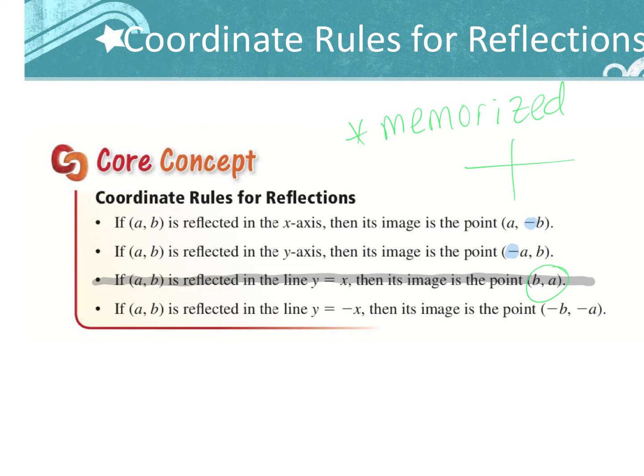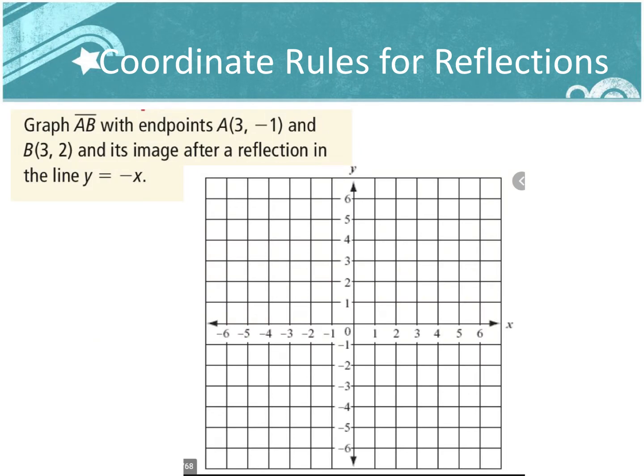And then when you reflect over the line y equals negative x, you're not only flipping the order, but you're also changing the sign of both of them. There's no easy way for this, guys. We have to have these memorized. I am going to quiz you next week, so make sure that these get memorized by next week. Understood?